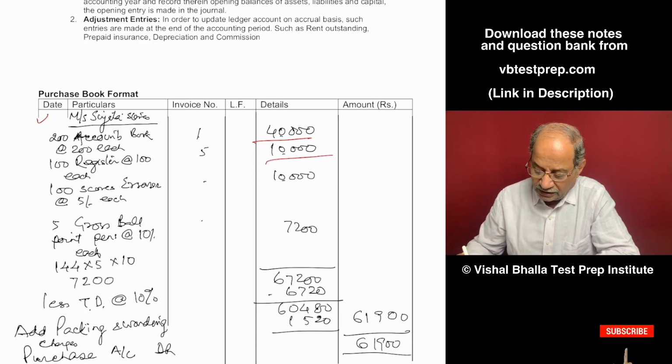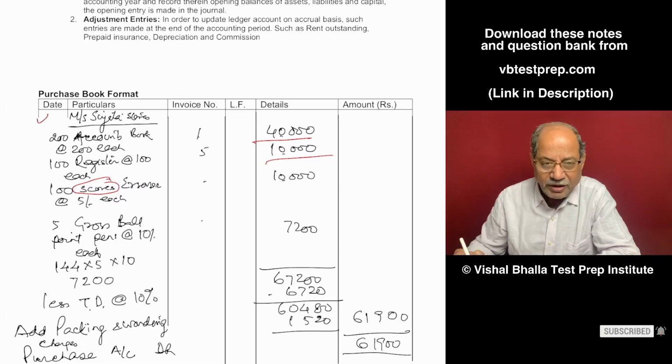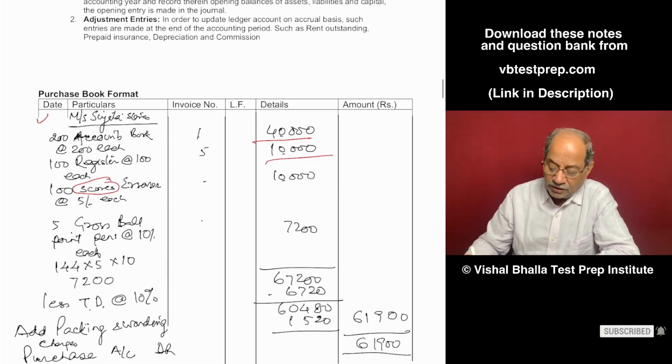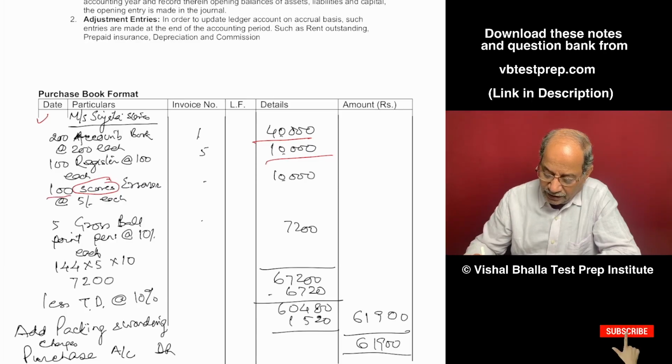Then 100 scores. These two items I have written so that you can understand these units also. These are deliberately shown. 100 scores. What is the meaning of this score? Score is a unit which contains 20 pieces. So one score is equal to 20 pieces. And there are 100 scores of erasers. So 100 into 20 means 2000, multiplied by 5, it is 10,000.